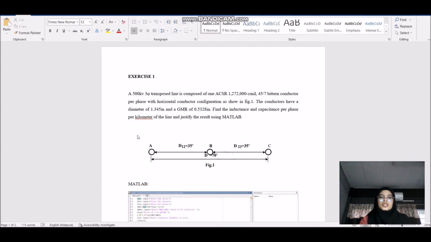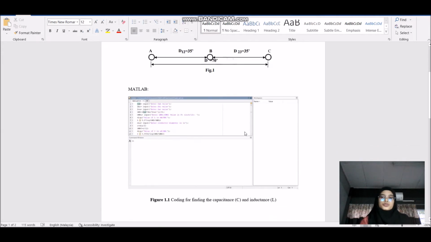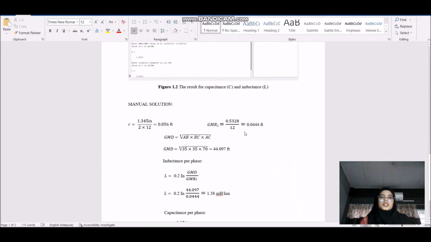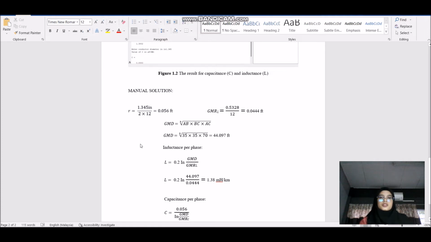Okay, this is figure 1. They also give the distance values between AB, BC and AC. AB is 35 and BC also 35, and the total AC is 70. Before we find the inductance value and capacitance value using Matlab, we need to do the manual calculation first. Okay, this is the manual calculation.